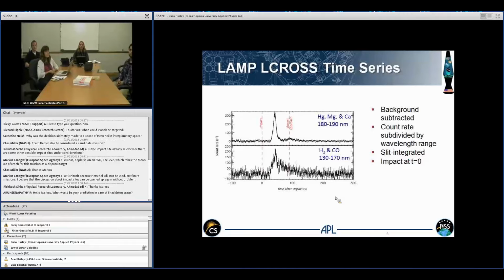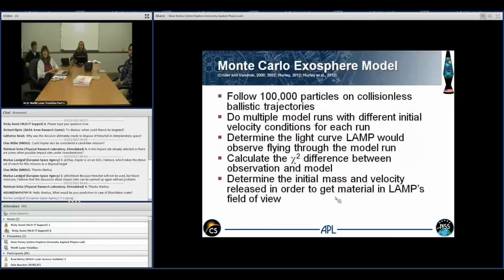So what we do is look at the counts divided up by wavelength range and get the light curve, which tells the evolution of the plume in the field of view of LAMP. Then we model it with the Monte Carlo model, which follows 100,000 particles on collisionless ballistic trajectories. This collisionless approximation is good after the first less than a second after impact, so it covers all the times that we're interested in for our observations.